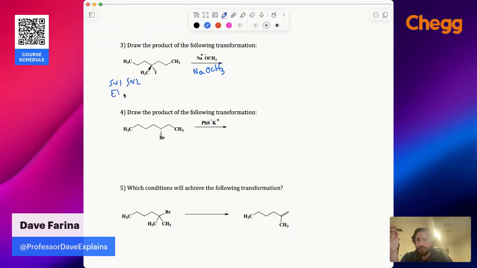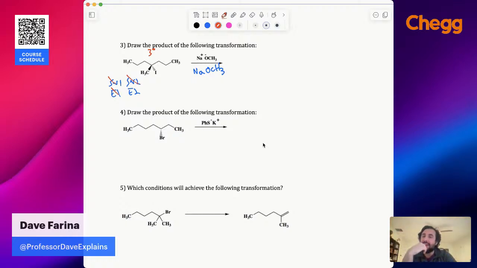So SN1, SN2, E1, E2, we're going to say no SN1, E1, right? Because it's strong, it's going to push the substrate around. Okay, so now we're choosing between SN2 and E2. Now remember, we do want to look at the degree of substitution on the substrate. And so here we have a tertiary alkyl halide, and so SN2 is not possible. So we have to do E2.